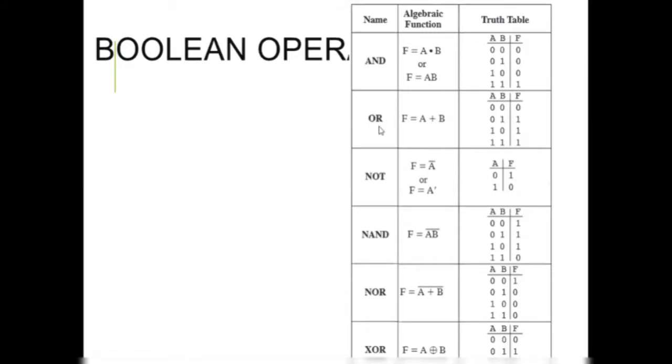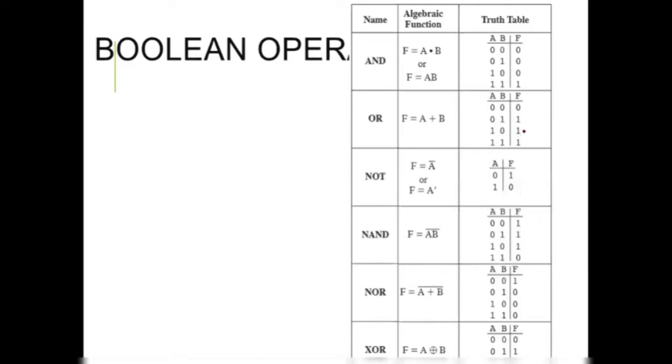And the OR operation, you can see, is represented with a plus mark. If any one variable's value is 1, the result will be 1. If A is true or B is true, the result is true. In this combination, B is true, so the result is true. In this combination, A is true, so the result is true. And in this combination, A and B both are true, so the result is also true.